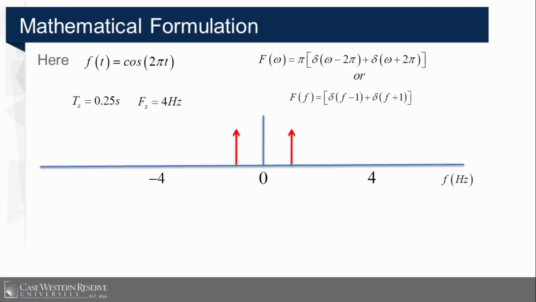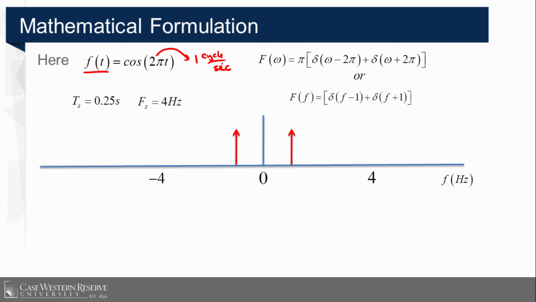So let's take a look at the problem of our rotating arrow now in the frequency domain. So first we'll write an equation for our continuous time domain rotating arrow. So f of t is going to be equal to cosine of 2 pi t. This corresponds to 1 rotation per second, which is what we saw that our arrow was actually doing.